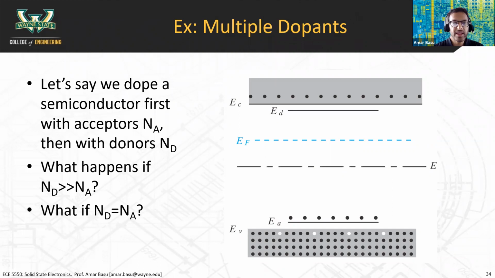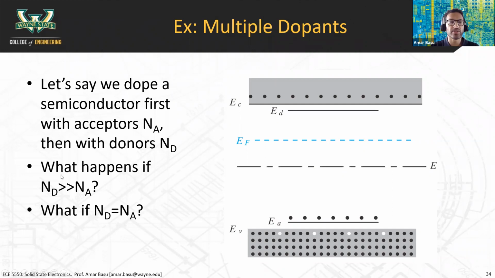Question is as follows. Let's say we dope a semiconductor first with some concentration of acceptors, N sub A. Remember, an acceptor is a column 3 element. Whenever you have an acceptor that's doped into the lattice, the column 3 element replaces a silicon atom and it generates a hole, or an incomplete bond. So you first dope with acceptors and then subsequently you dope it with donors. So this is a two-step doping process. This is referred to as multiple dopants.